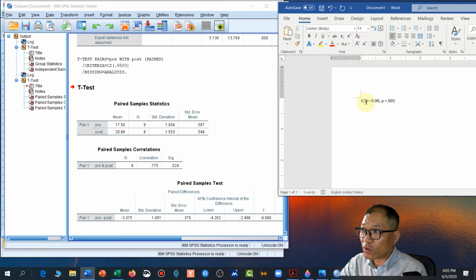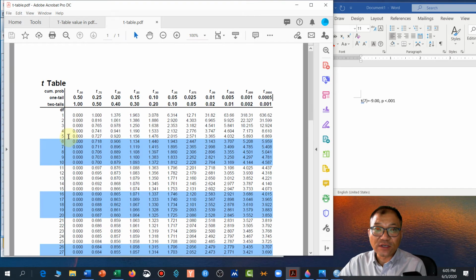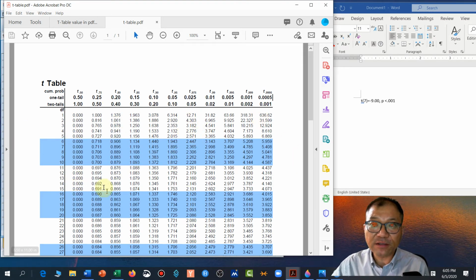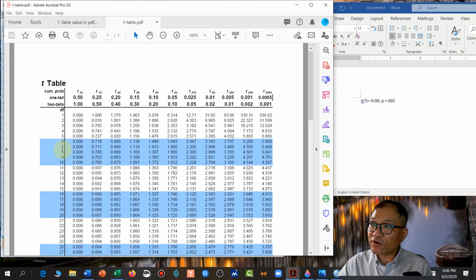So this is how you report a dependent t-test. T parenthesis degrees of freedom 7 equals, you can see the t value is negative 9.00, and this t value is statistically significant at the .001 level. Okay, that is step number 7.